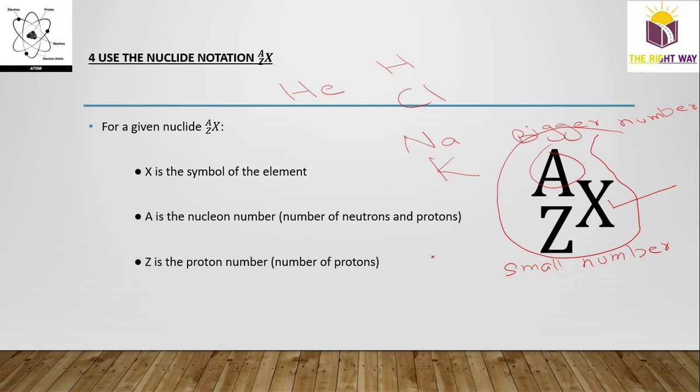So if I represent helium, then 4 is its mass number and 2 is its atomic number. It means it has 2 protons. And how many neutrons does it have? We have 4 minus 2, which is equal to 2. So it has 2 protons and 2 neutrons. So nuclide notation is very important.